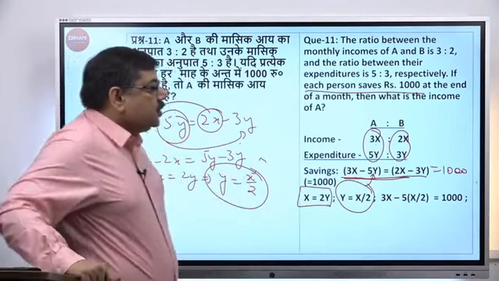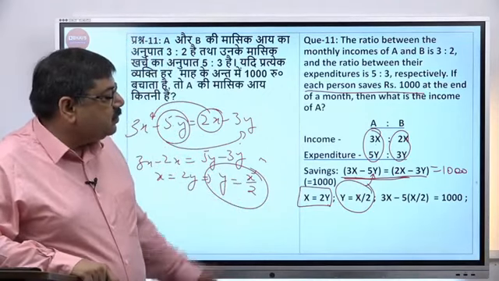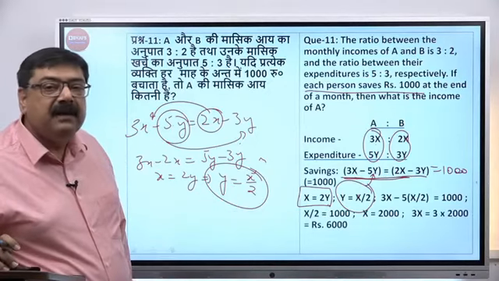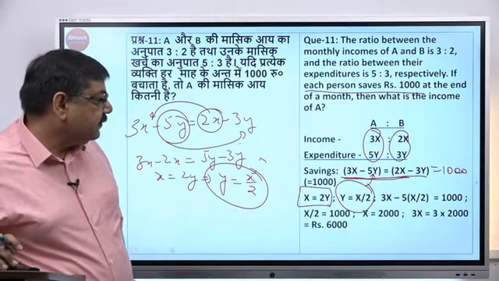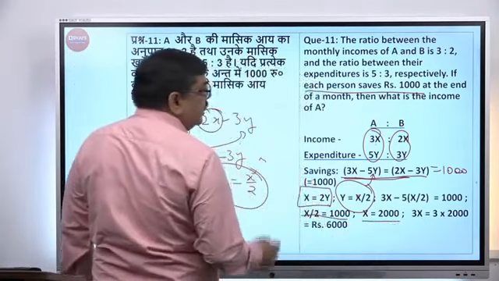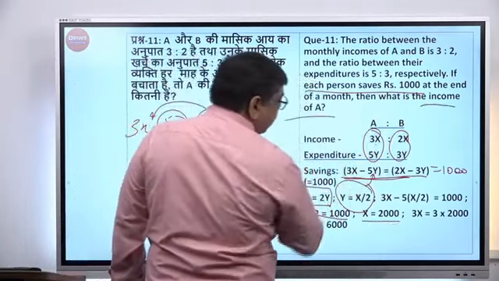Okay, so what do you get here? 5 by 2 is 2.5, isn't it? So x by 2 will be 1000, so the value of x here will come out to be 2000. Okay, so x by 2 is 1000, x is equal to 2000. Now what do you want? What is the income of A?